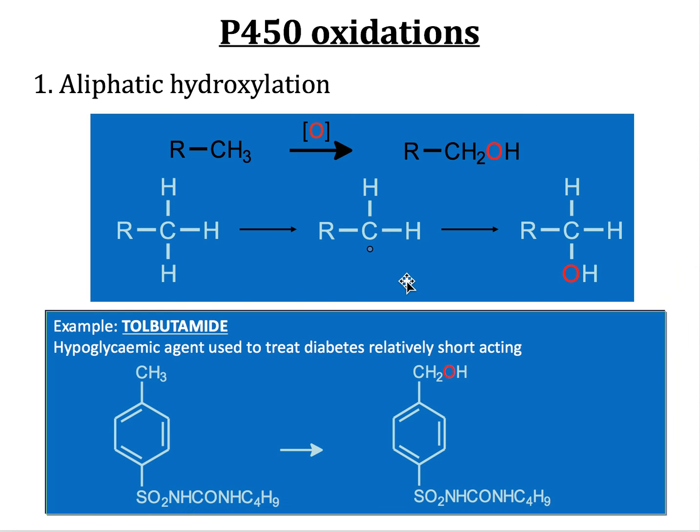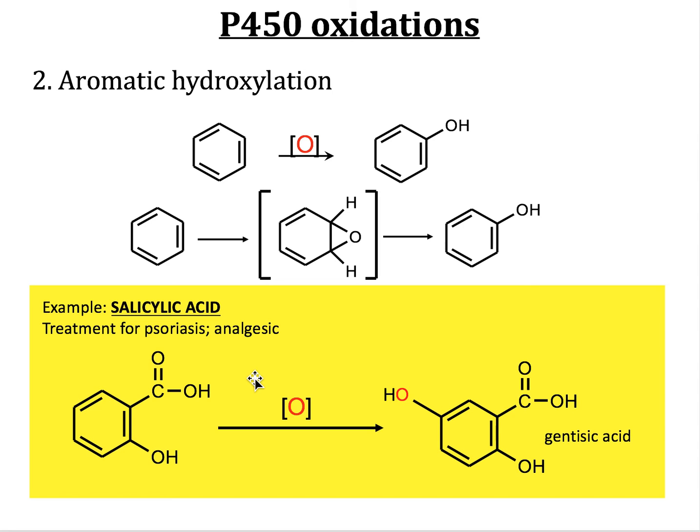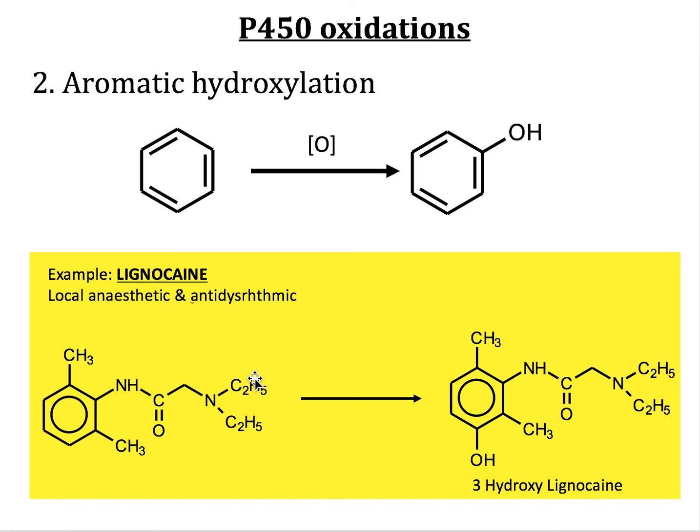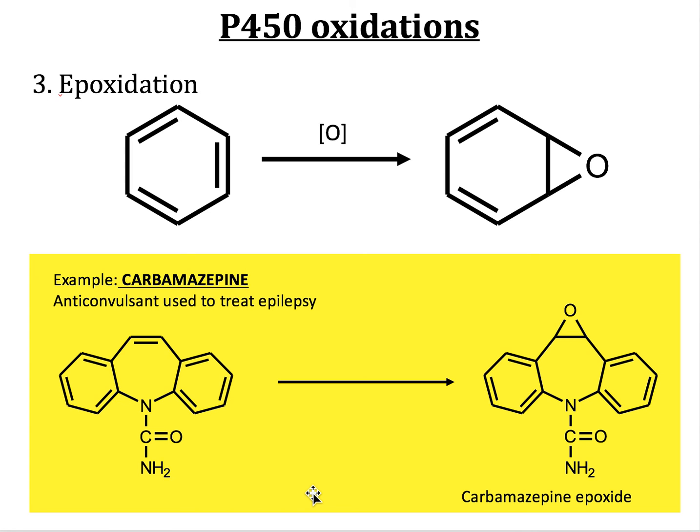So you have aliphatic hydroxylation, where you look for CH3 and simply add the O and the OH. Tolbutamide is an example. Salicylic acid: you look for a benzene and you add an OH. Next one is lignocaine, an anesthetic. Again, same thing, you look for the benzene ring, which is shown here, and then you add. In this case it will be 3-hydroxylignocaine. Carbamazepine, epoxidation, again the same thing.